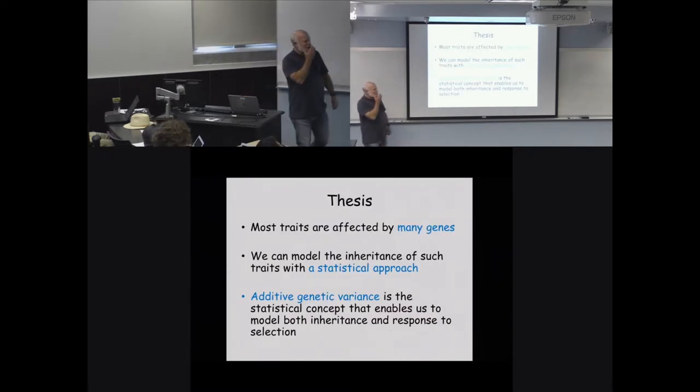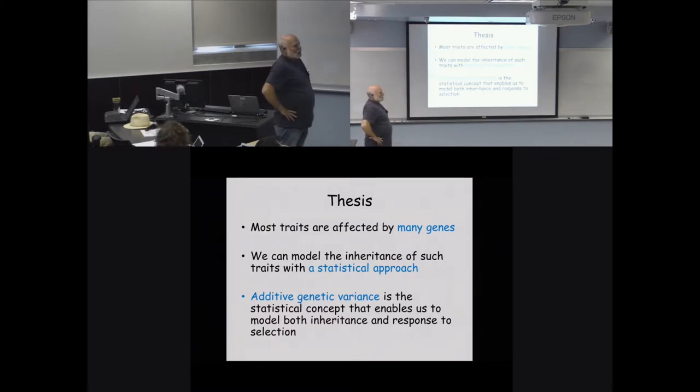Okay, so here's our thesis for the lecture today. Joe talked about the bridge from a single locus to many loci to many genes, and we're interested in this topic of polygenic inheritance because many traits are affected by many genes, not all, but many traits, and often the very ones that we're most interested in, for example, life history traits.